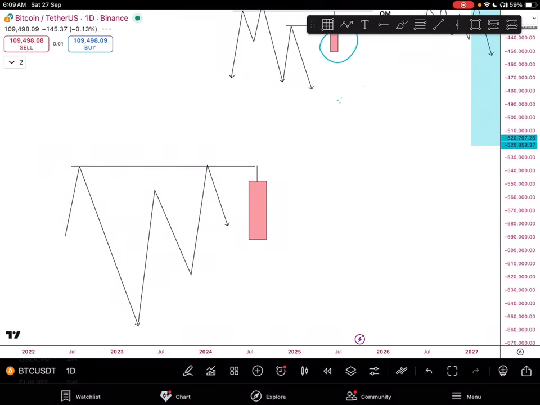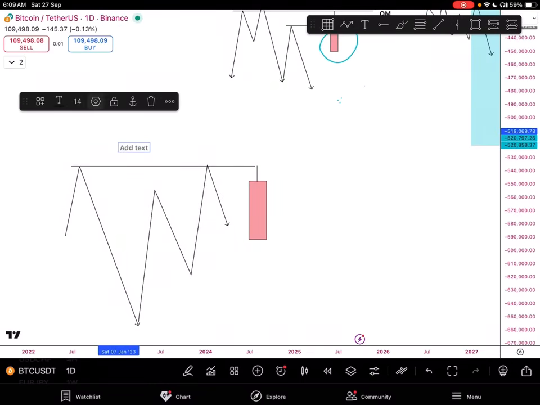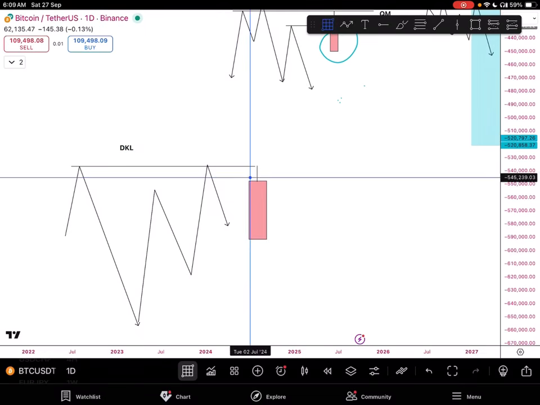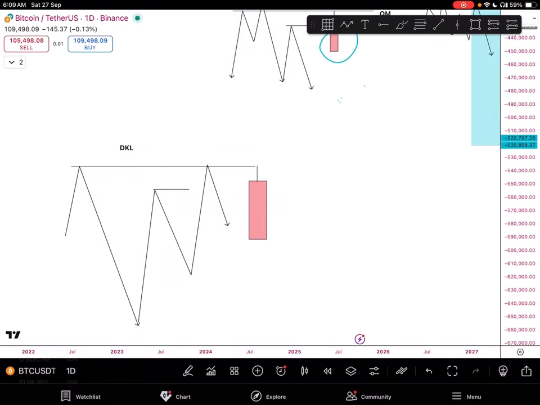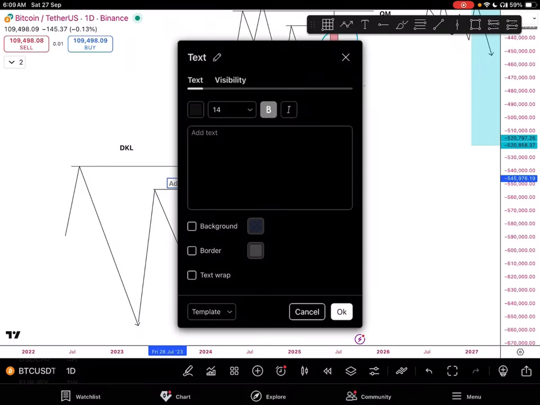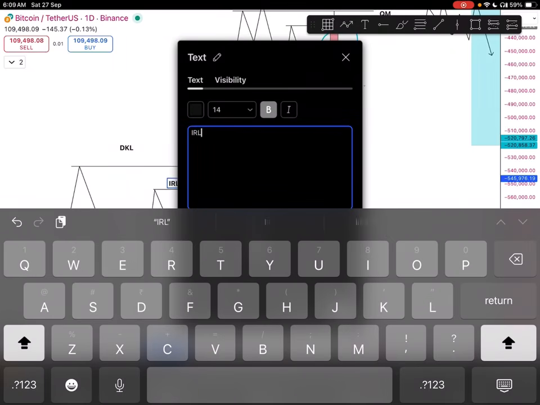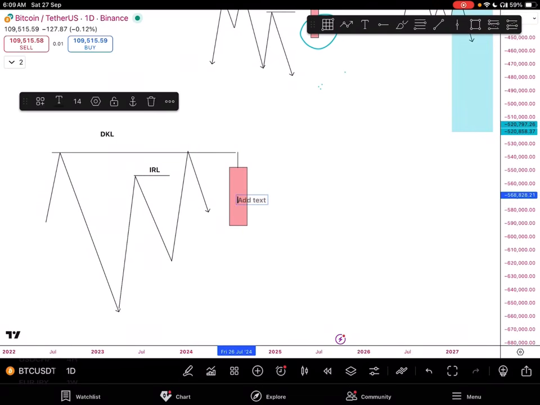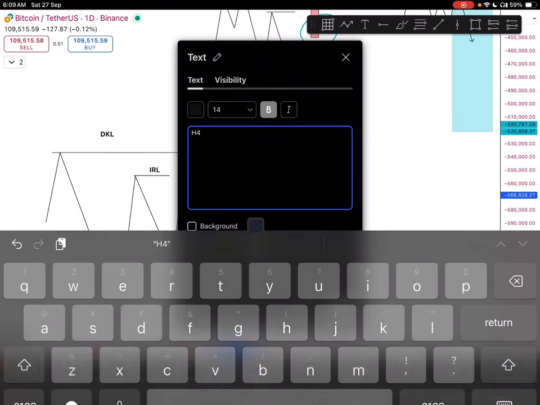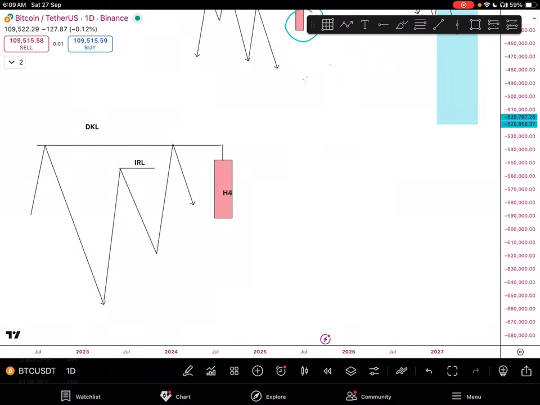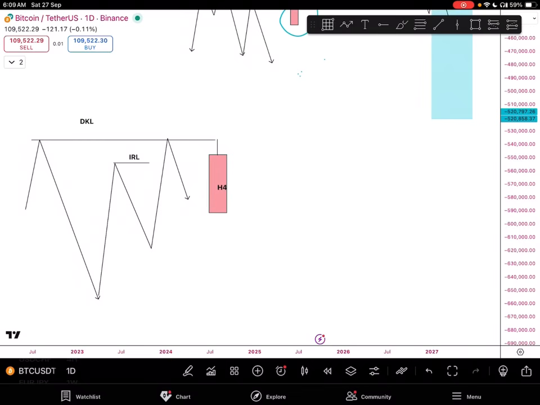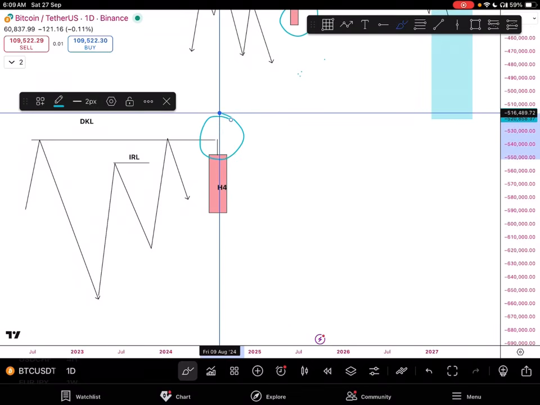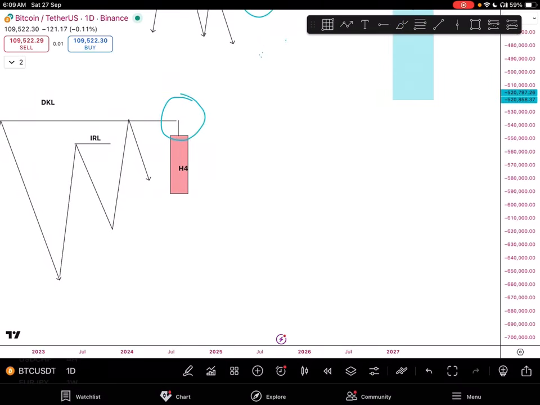So this is the daily key level. Okay. So this is our internal range liquidity. Okay. So this is our H4 candle, which is reacting from this daily key level. Okay. So when the price has triggered this key level, not closed, we will go for a lower time frame like the H1 time frame.